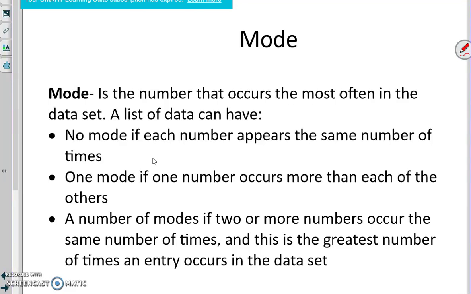And the median is put them in order and find the middle one. So the third measure of the middle is called the mode, and the mode is simple. It's the number that occurs the most often in the data set.